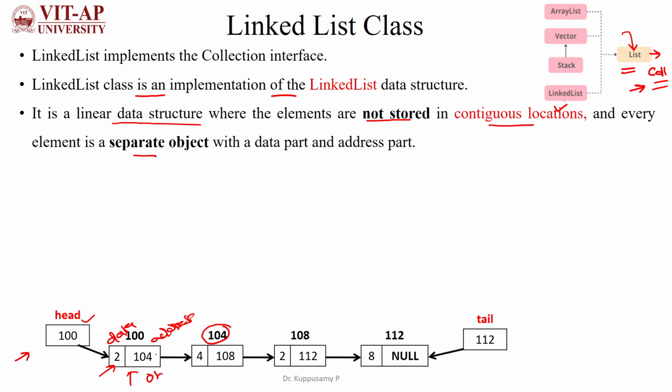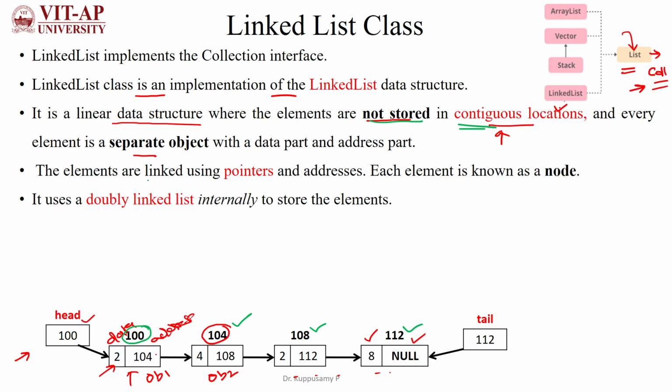So here this is object 1, object 2, going on like this for n number of objects, with each object having a data field and an address field. As per the statement, objects are not stored in contiguous memory locations. You see here the first object is stored at the 100th memory location, the second at the 104th memory location, the third at the 108th memory location, and the fourth at the 112th memory location, so they are not stored in contiguous memory locations.